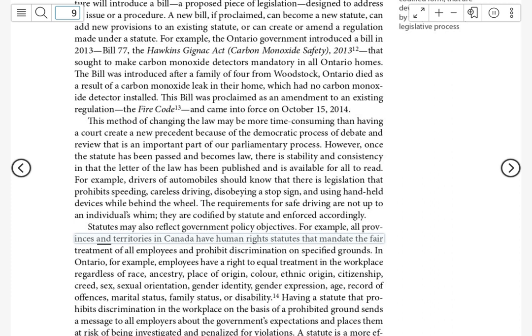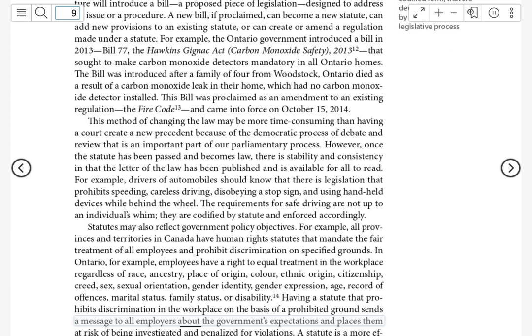For example, all provinces and territories in Canada have human rights statutes that mandate the fair treatment of all employees and prohibit discrimination on specified grounds. In Ontario, for example, employees have a right to equal treatment in the workplace regardless of race, ancestry, place of origin, color, ethnic origin, citizenship, creed, sex, sexual orientation, gender identity, gender expression, age, record of offenses, marital status, family status, or disability.